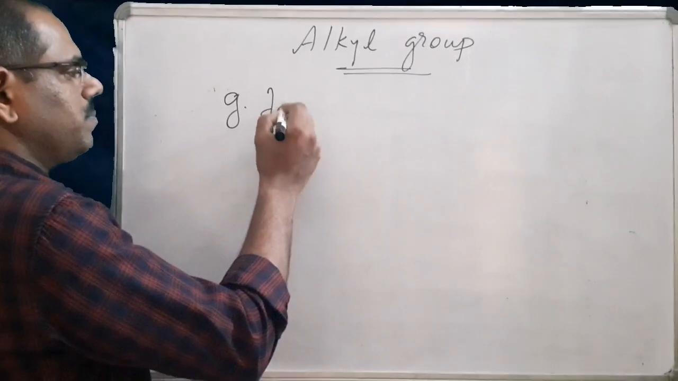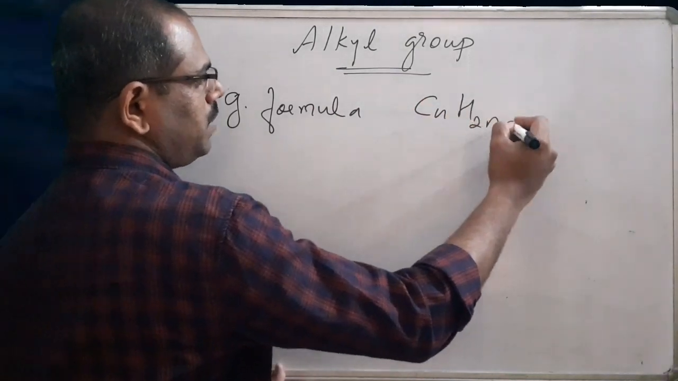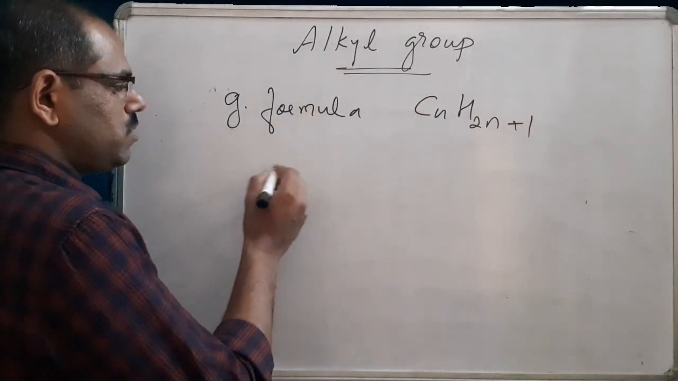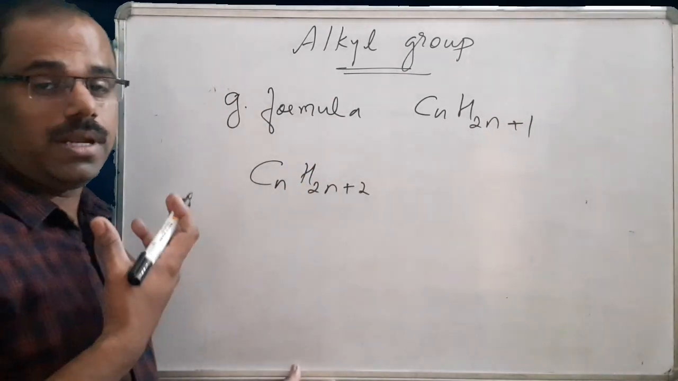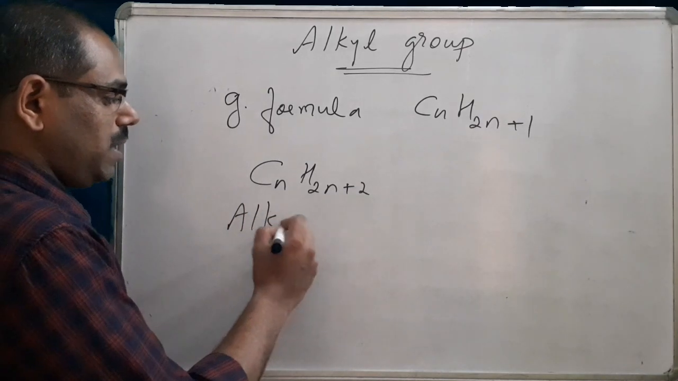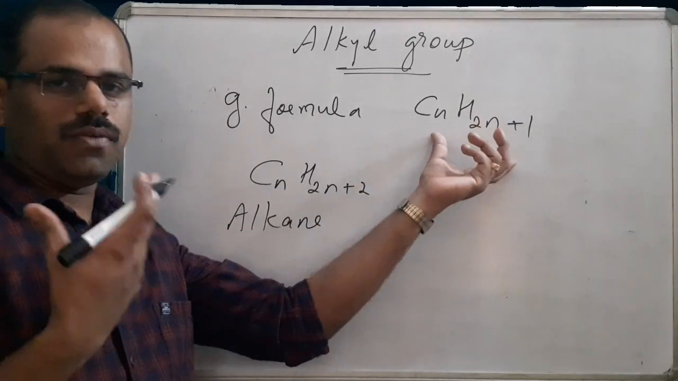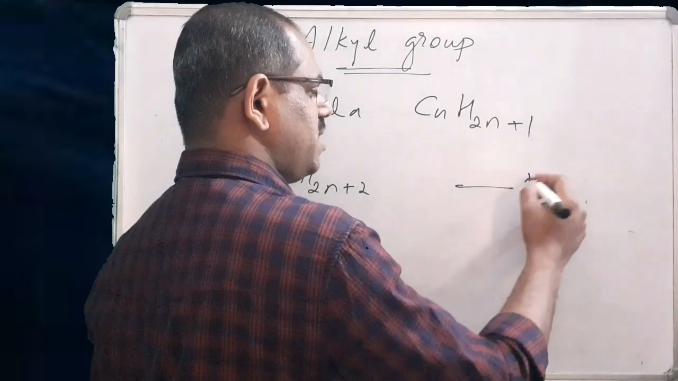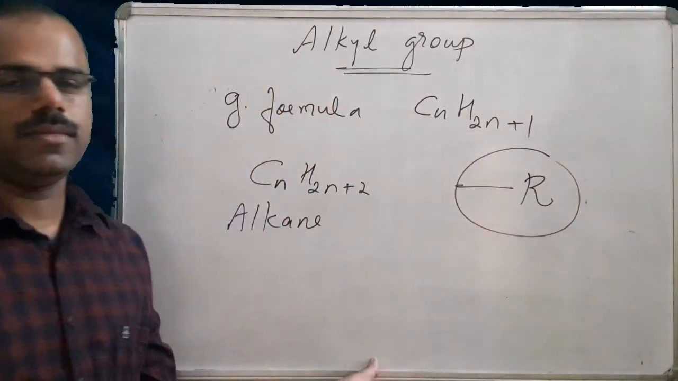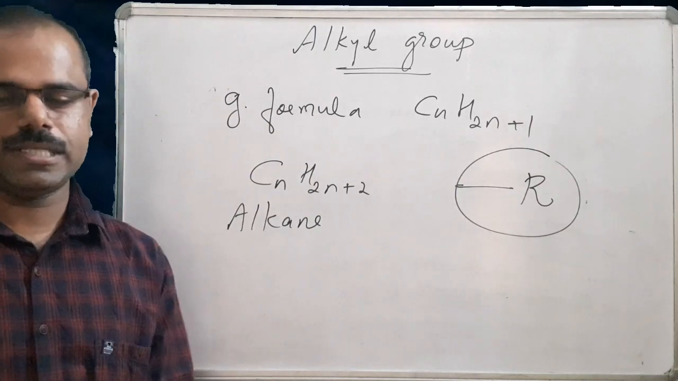It can have a general formula. What is the general formula? CnH2n plus 1, because CnH2n plus 2, it was the formula of what? It was the formula of alkane. So alkane minus 1 hydrogen. So generally the formula comes as CnH2n plus 1. So it can be represented by a letter R. Okay, letter R means alkyl group. Okay, so we see 2-3 examples.